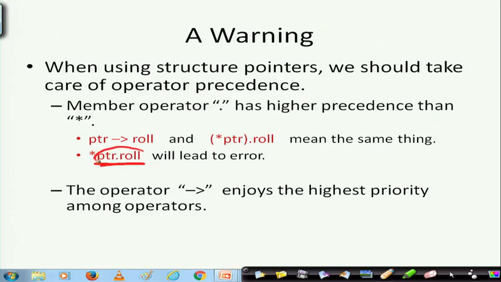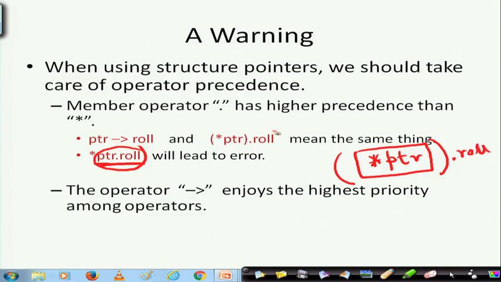So, basically I will try to get the role field from the pointer PTR, but that is not the case. There is no role field inside the pointer PTR. The role field is there in the content of the pointer PTR, that is star PTR. So, I must first make star PTR within brackets, then dot role. So, this is correct, but this is wrong. The operator arrow enjoys the highest priority among all these operators.